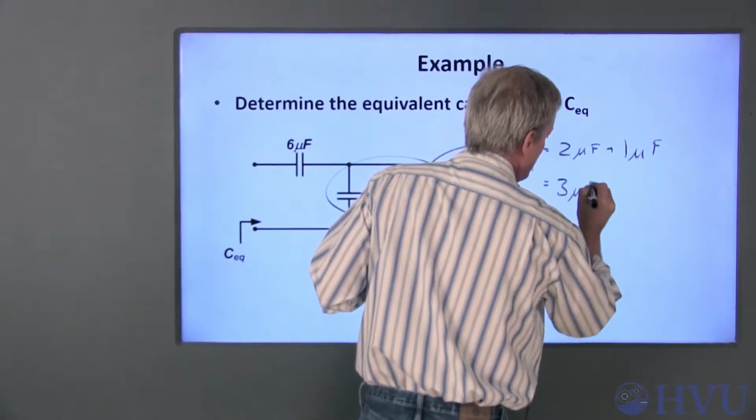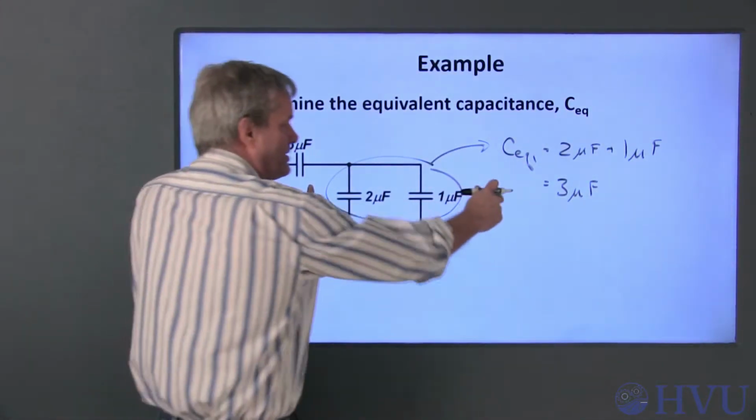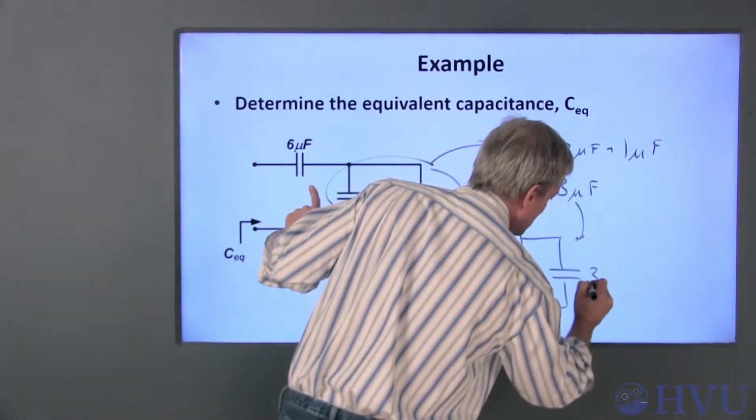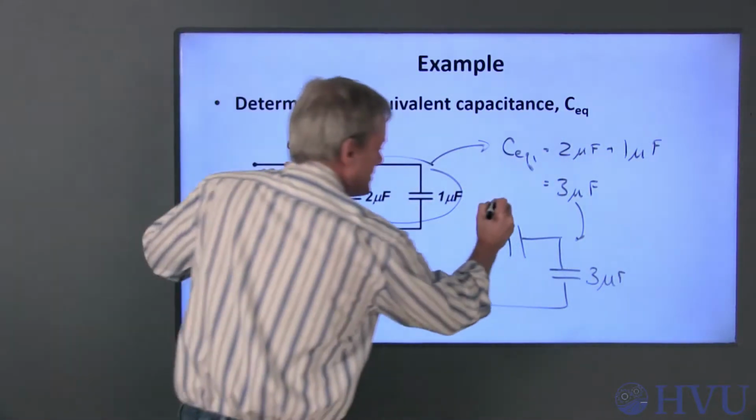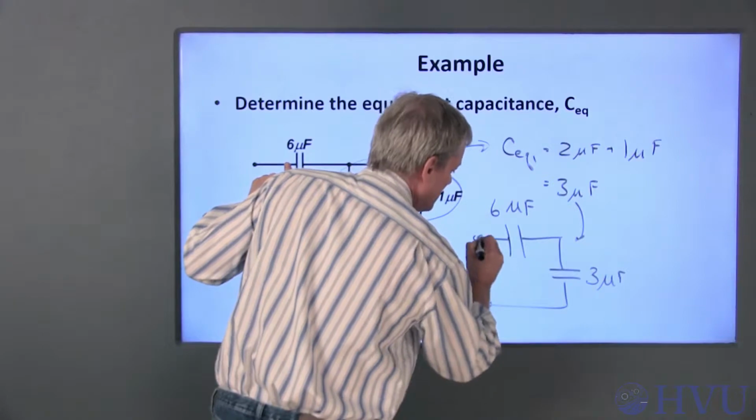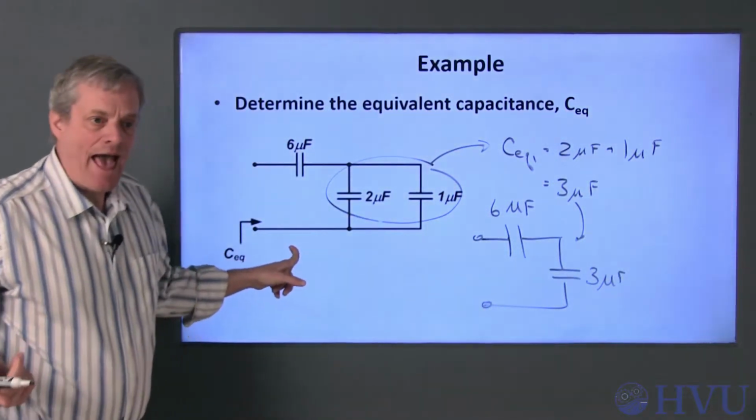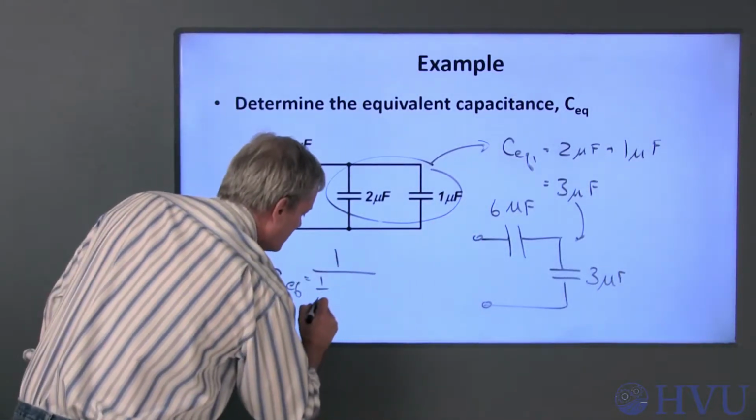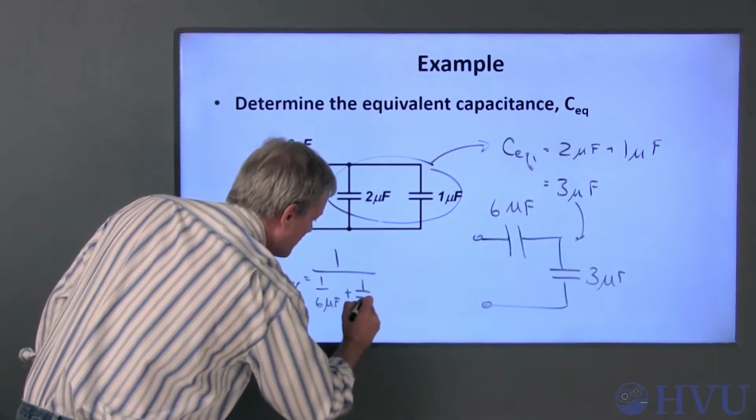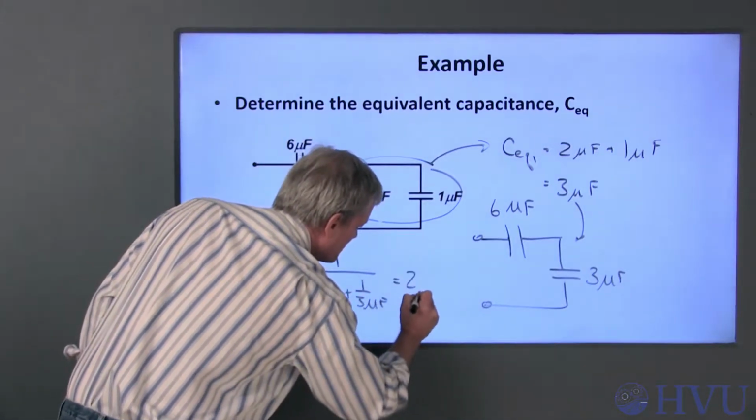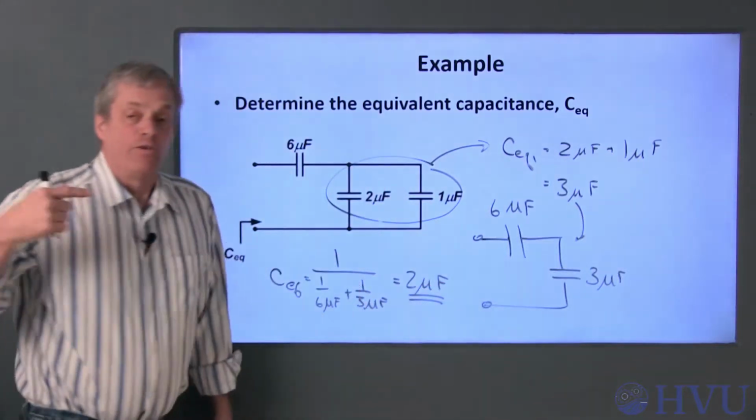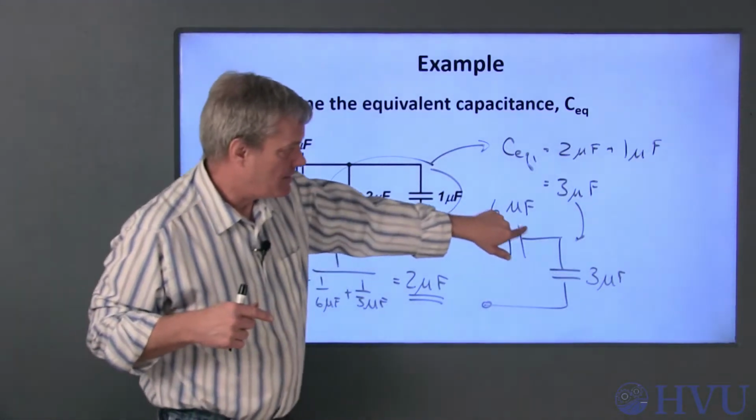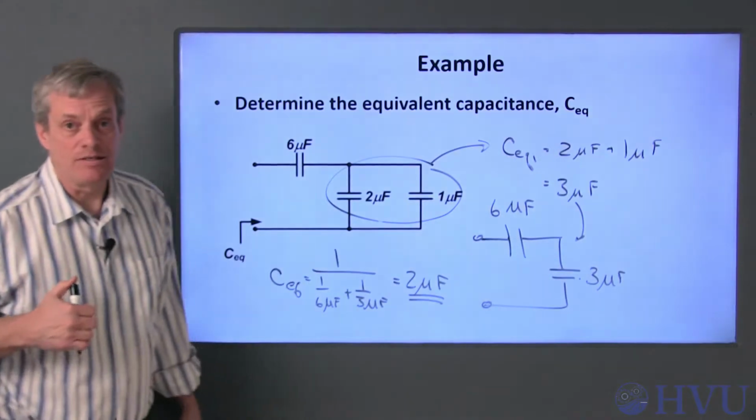It's 3 microfarads. Now this capacitance is in series with this 6 microfarad capacitance. Series capacitances add like parallel resistances, so CEQ is 1 over 6 microfarads plus 1 over 3 microfarads, which is just 2 microfarads. For the case of 2 and only 2 capacitances, I could also get this by multiplying 6 times 3 and dividing it by the sum of the capacitances.